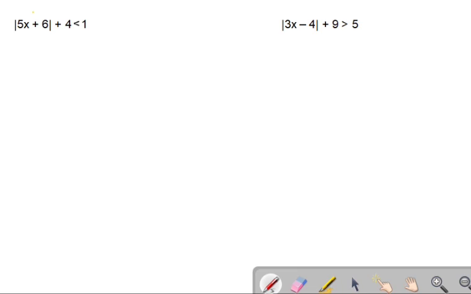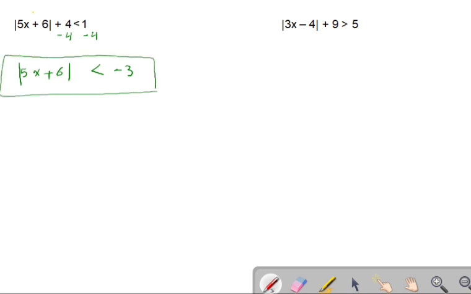Let's take other examples. This example here: the absolute value of 5x plus 6, plus 4, is less than 1. The first step is to remove 4 by subtracting 4 from both sides of the inequality. So the absolute value of 5x plus 6 is less than 1 minus 4, which is minus 3. Now it is a decision-making step. After isolating the absolute value expression, we need to decide whether to proceed to step number 3 or stop. An absolute value is always a positive value, and it is less than a negative number. This is not true. So this inequality has no solution, and we stop here.